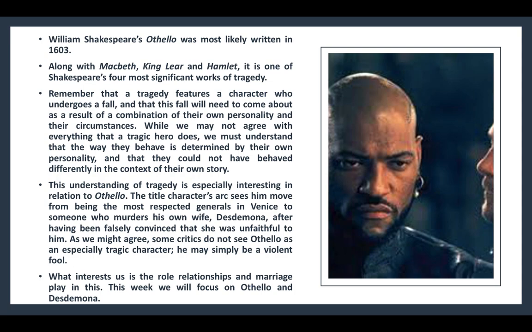So this I think is interesting in relation to Othello when we think about what the character of Othello actually does and what happens to him in the play. He moves in quite a conventional tragic manner from being someone who's quite high up, a very well respected general, to being someone who kills his own wife after he's deceived and lied to by someone whom he considers to be a very close confidant and friend, but who actually hates him.